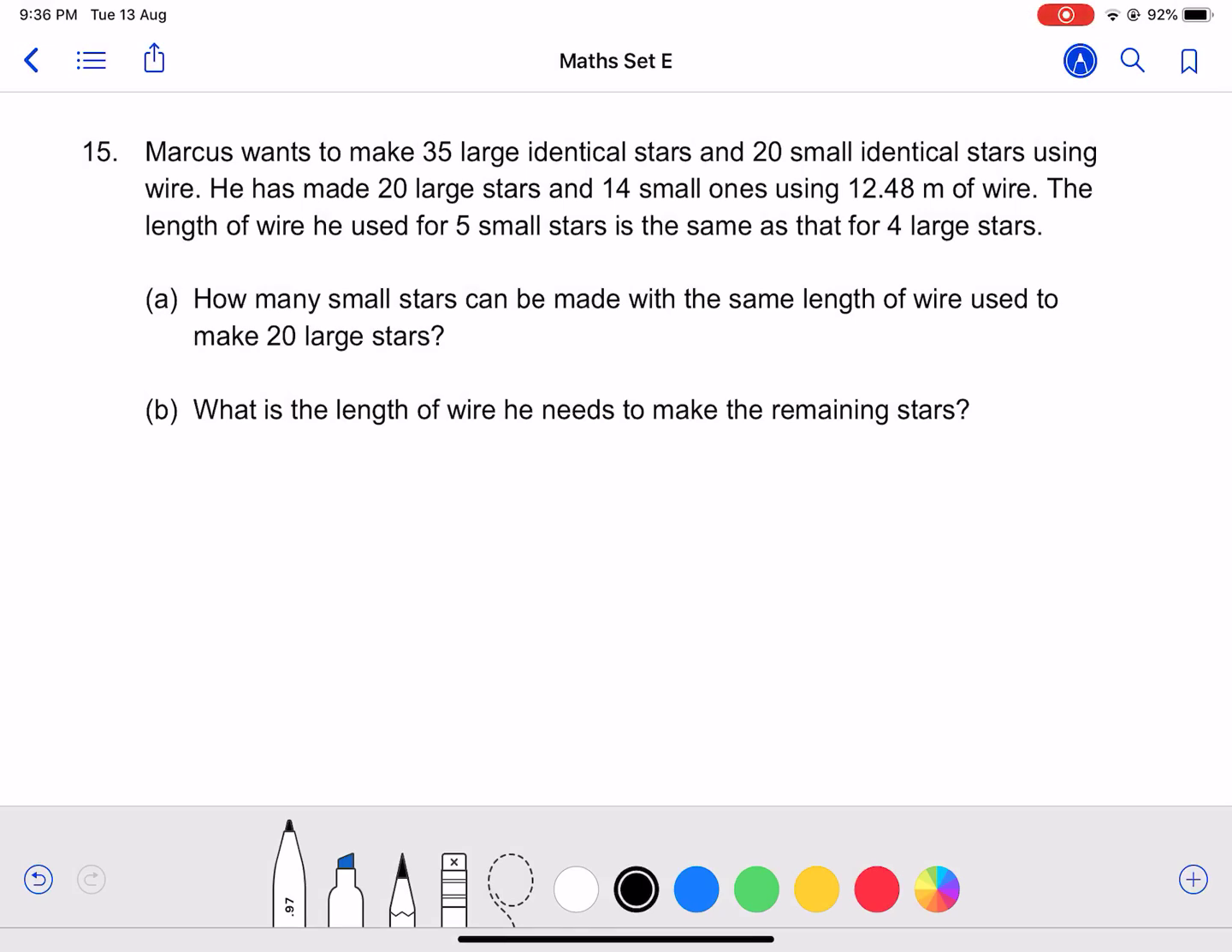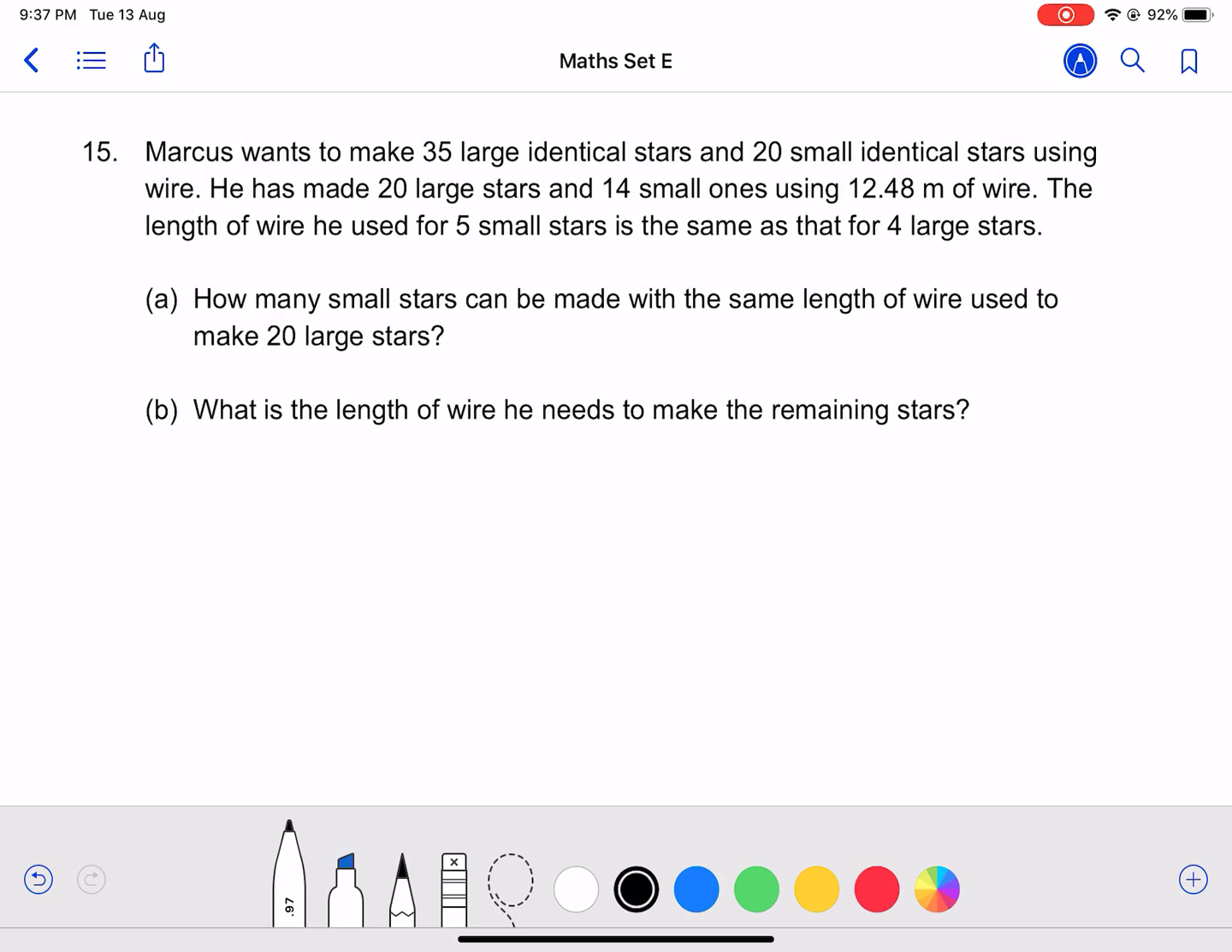Okay, this video on question 15, you have got Marcus who wants to make 35 large and 20 small, and so far he has only made 20 large and 14 small using 12.48. So the length of wire used for 5 small is the same as 4 large. This sentence tells me there's a bit of substitution. You can substitute the large one for the small one.